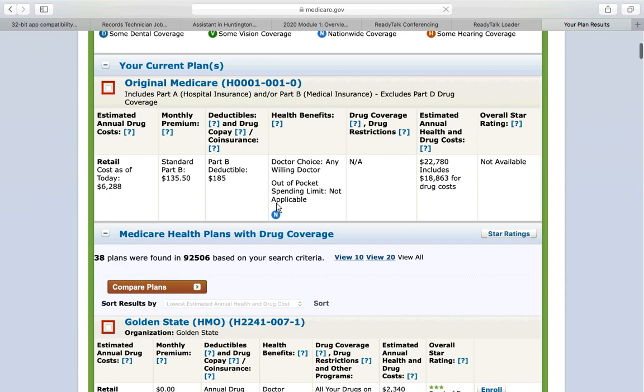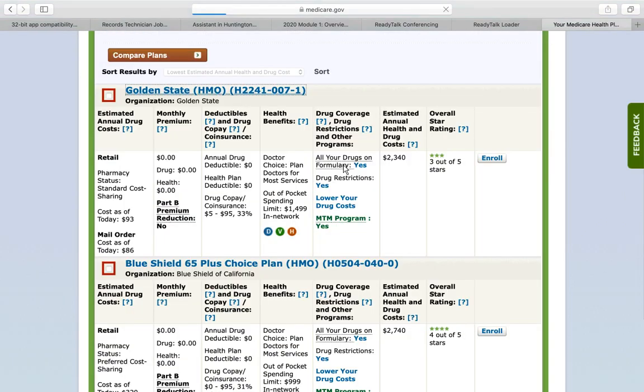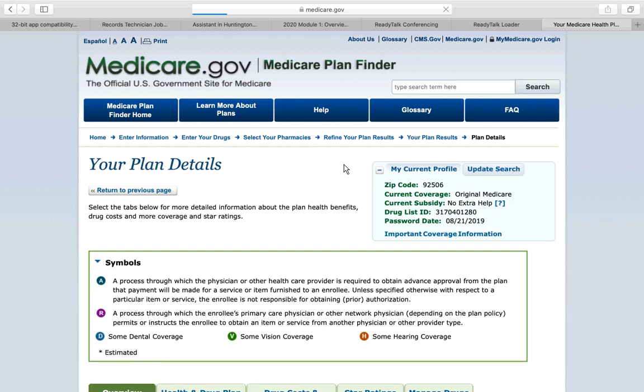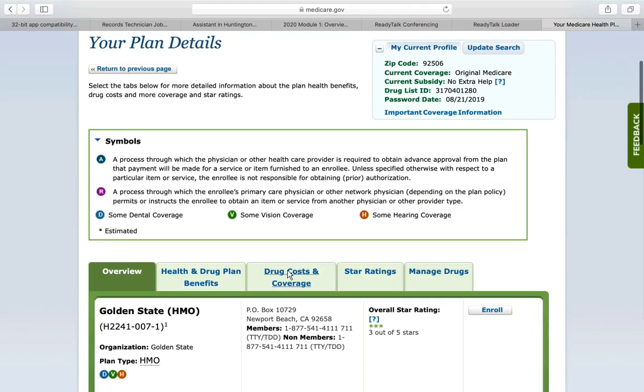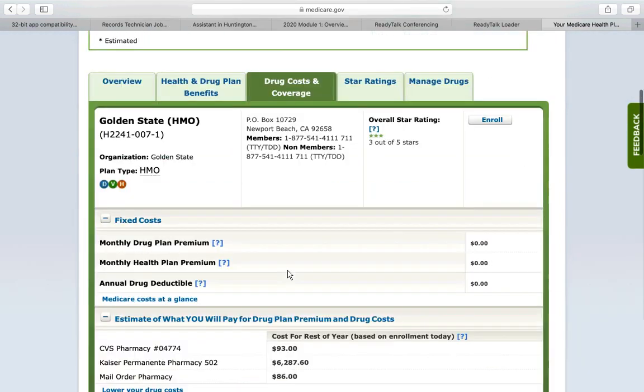So let's take a look at this Golden State Plan. This Golden State Plan has a very small network, but if they're taking high-cost medications, they may say, hey, you know what? I'm willing to change my doctor. I mean, these medications, I have to take them no matter what. You know, it's life or death. So is there any plan out there that will give me a better deal on these medications?